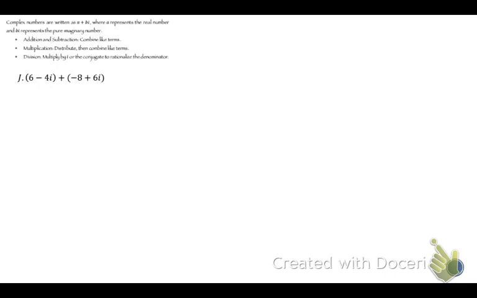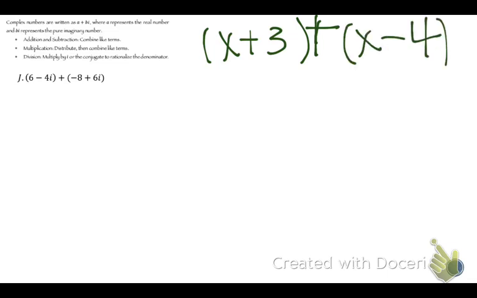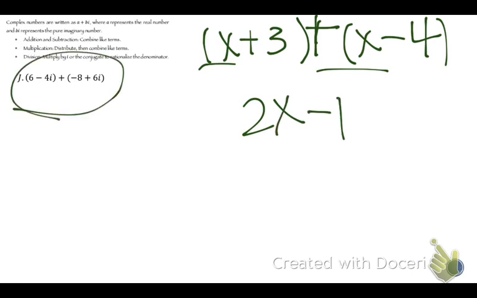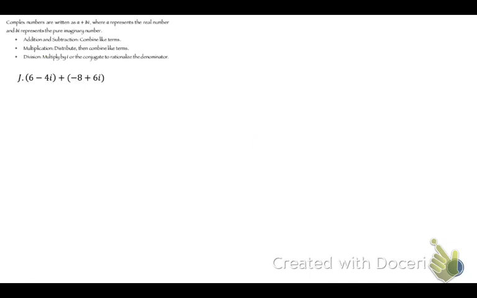So, adding and subtracting complex numbers. Think of it the same way as when you were doing something like x plus 3 plus x minus 4. Okay, we just combine like terms, right? So that'd be 2x minus 1. We're going to do the same thing here. So we're just going to combine like terms. So 6 minus 8, that's negative 2. Negative 4i plus 6i is 2i.